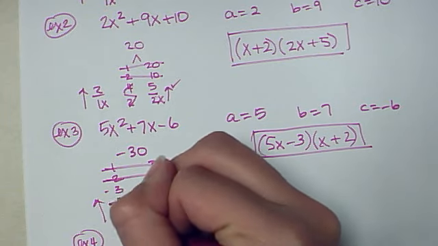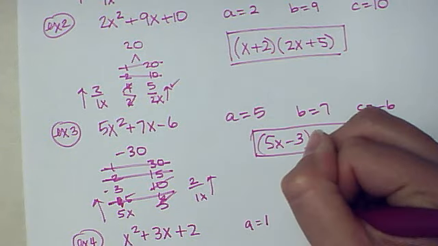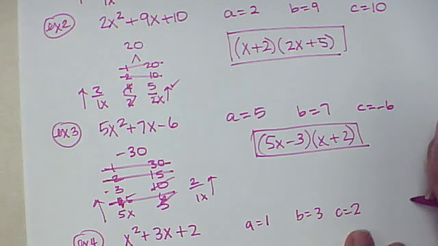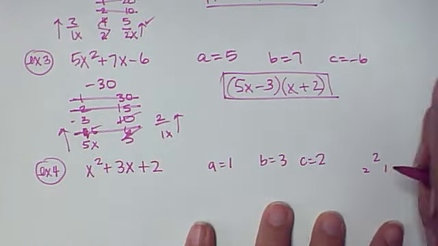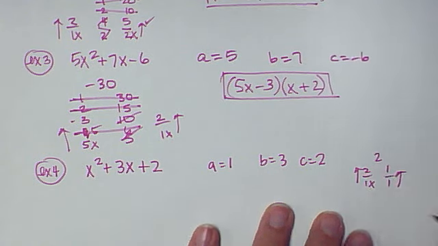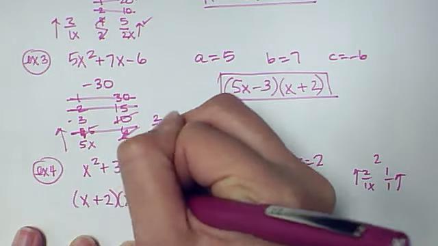How about x squared plus 3x plus 2? A is 1, B is 3, and C is 2. A times C, 2 times 1 is 2. 2 times 1, 2 plus 1 is 3. Divide by A, write my x's, and read up. So my factors are x plus 2 and x plus 1.